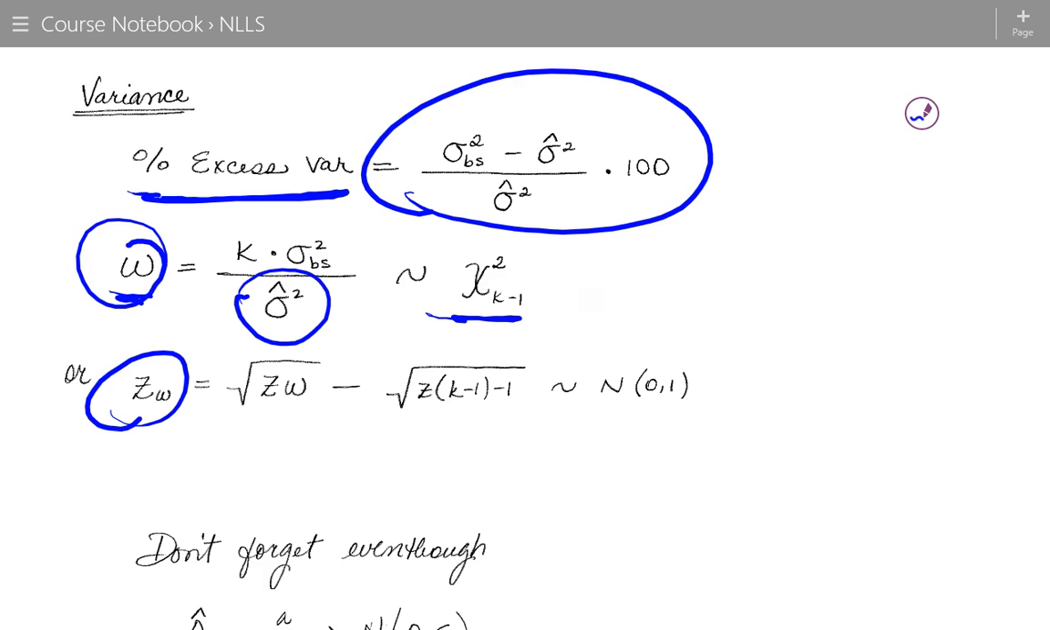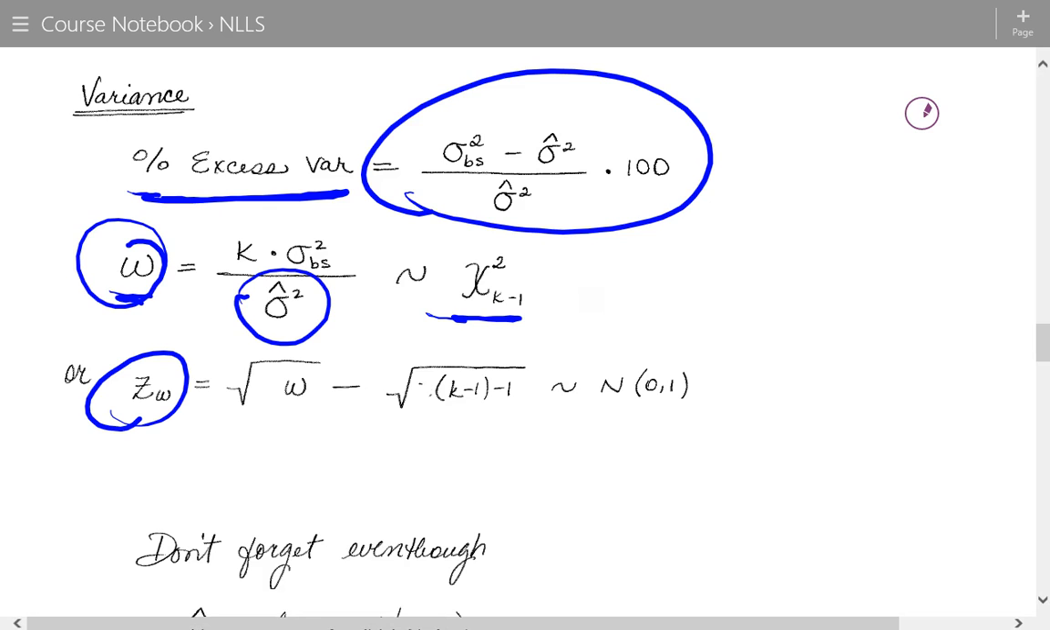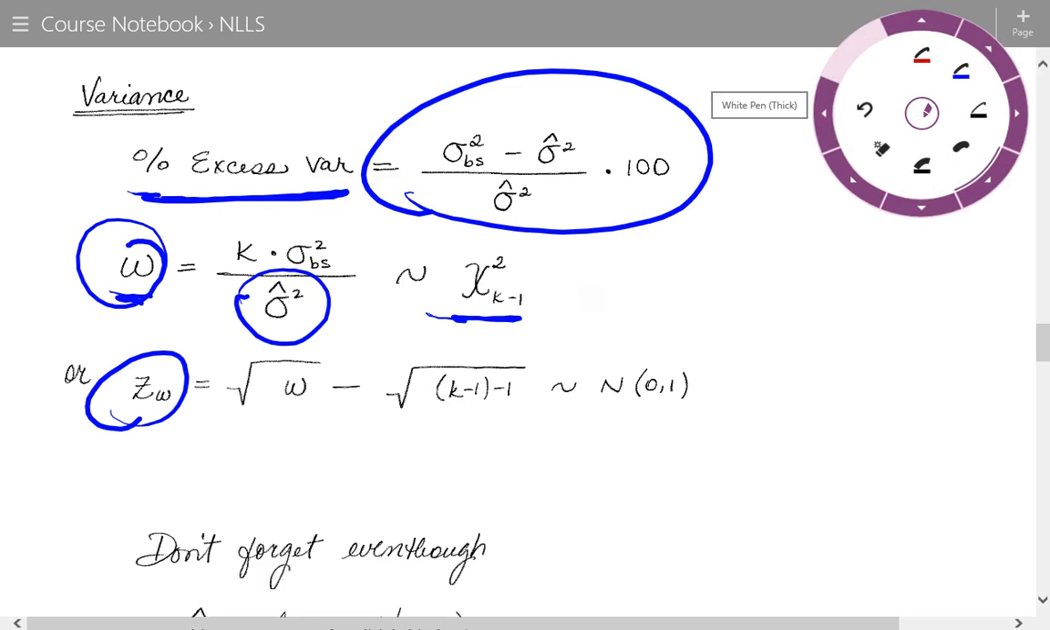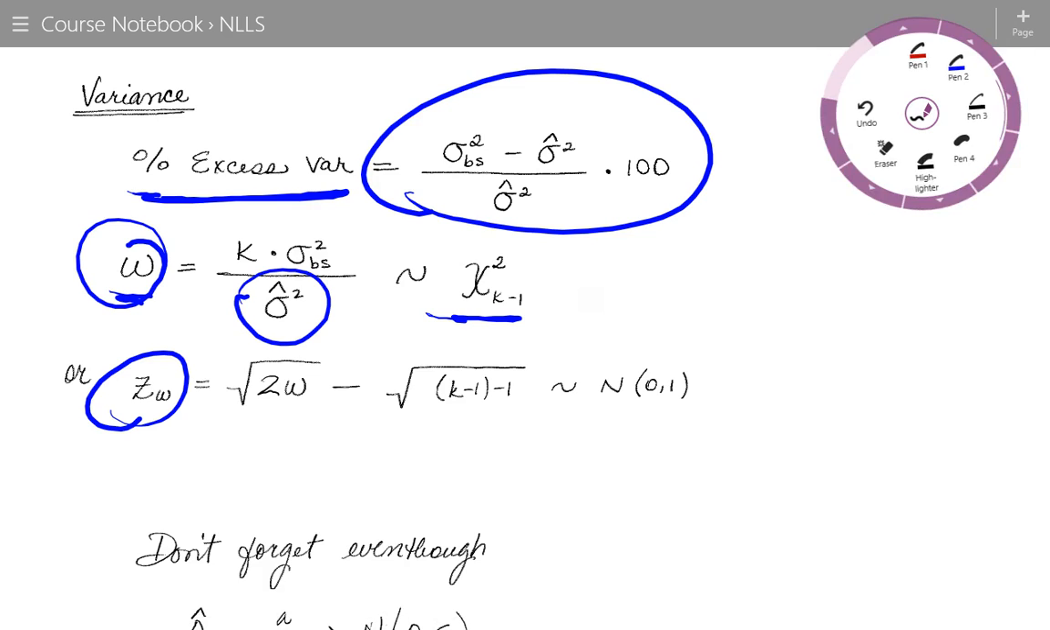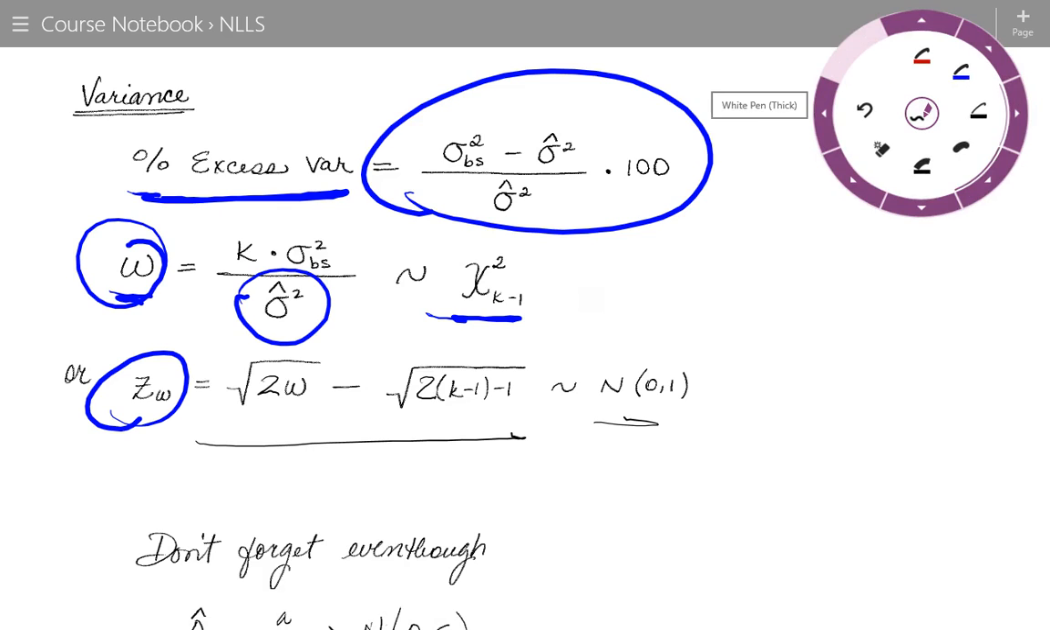And then finally, this is not actually z, I thought I had that wrong. Let me redo this a little bit. What I really mean here is actually 2. So this statistic is a normal 0, 1, and you can use that as a test of overinflated variance as well.